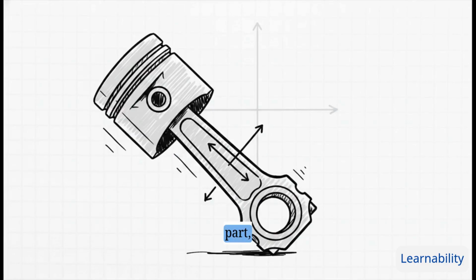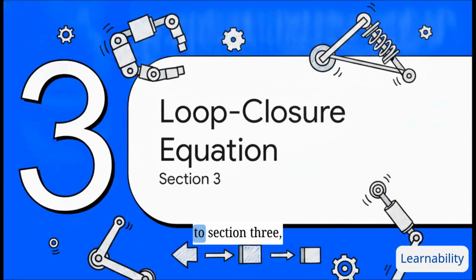Well, to track a complex part, like a connecting rod, we have to literally, mentally bolt a coordinate system directly onto the moving body itself. As the machine revs up and that rod thrashes around, our bolted-on local coordinate system moves right along with it. This is what allows an outside observer to accurately measure the part's exact orientation and angle against a stationary, fixed-world frame. Which brings us to section 3, the loop closure equation.